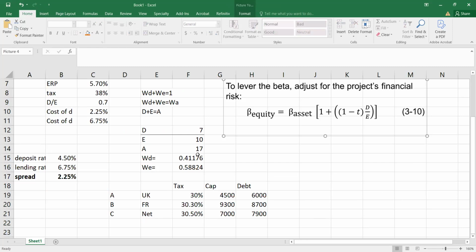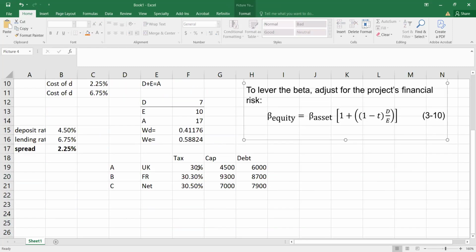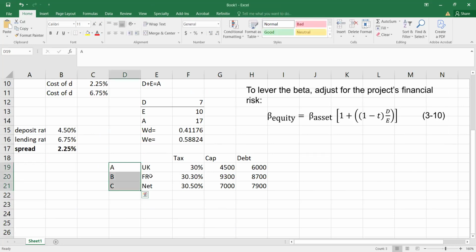Now, look, guys, when the companies are private and you want to calculate the WACC for the private company, you need to refer to the comparables, like the public ones. So our company is a German company, which is private. And now we need to refer to the public ones, like ABC in UK, France, and the Netherlands. They are publicly available companies. All information is given.